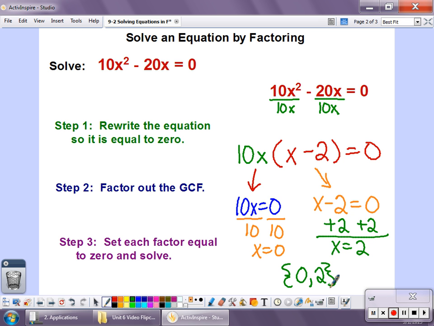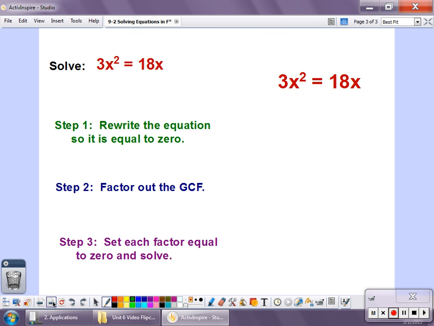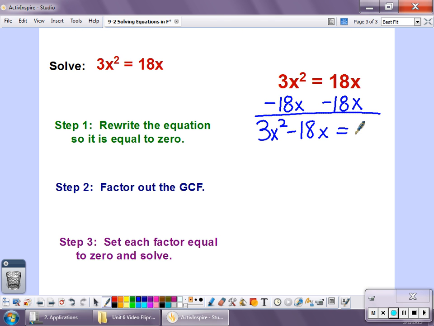Now there's one last situation you might see like this, and that is where they give you an equation but it's not equal to 0. Well, first thing we have to do is make this equal 0. The easiest way to do that is to take this 18x and subtract it, because 18x minus 18x is going to be 0. If I do it on one side, I have to do it on the other. So what I'm going to have here is 3x squared minus 18x equals 0.